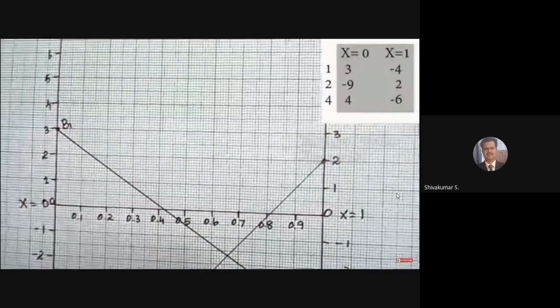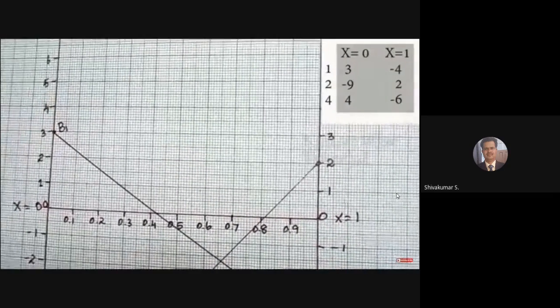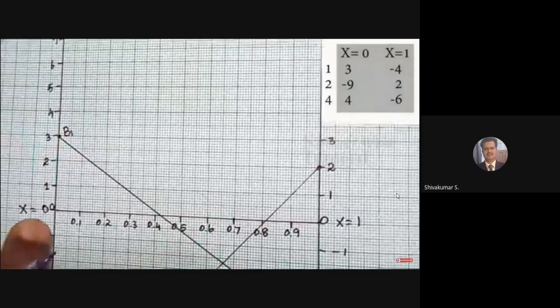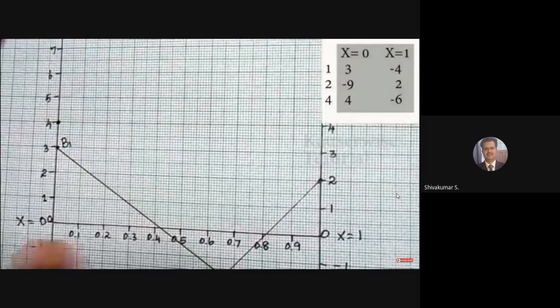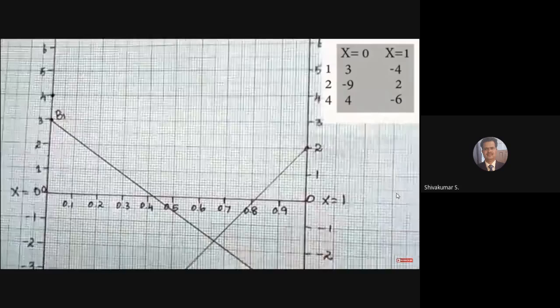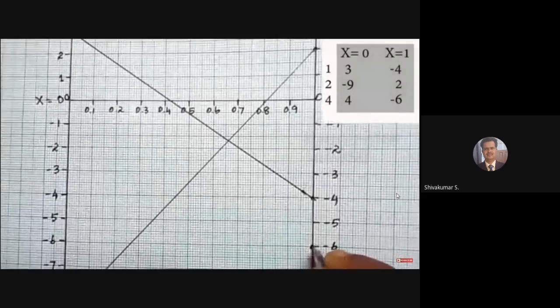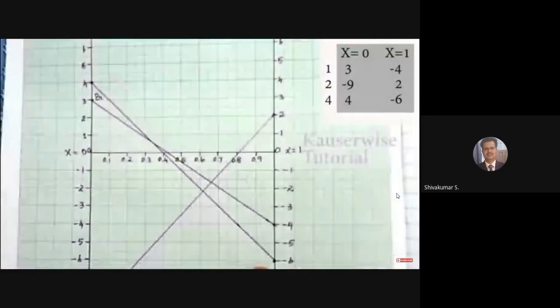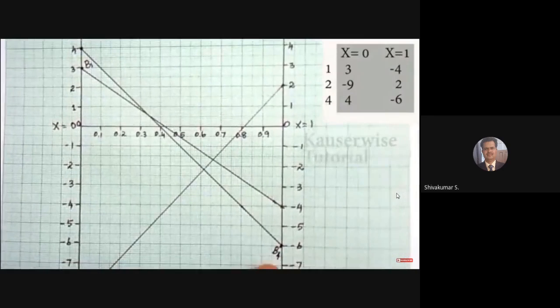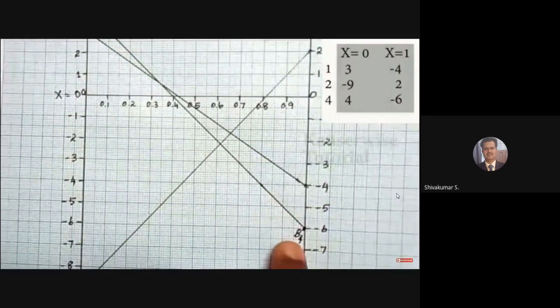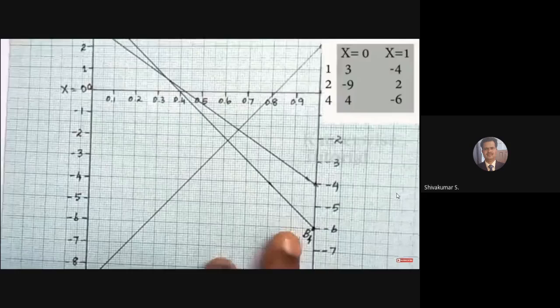When B selects the fourth strategy, A's expected gain when x is equal to 0 is 4. When x1 is equal to 1, the expected gain is minus 6. Now draw the line. This line represents B4, that is when we select the fourth strategy. Okay, this is the third alternative. Now let us see the algorithm. Look at the fifth step.